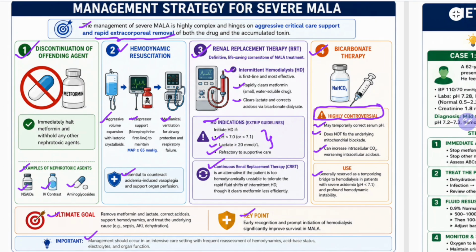So when to suspect MALA? MALA can be suspected when there is severe acidosis. MALA causes severe acidosis, and there will be shock. The patient will have vasodilatory shock, and the patient will be in hypothermia.